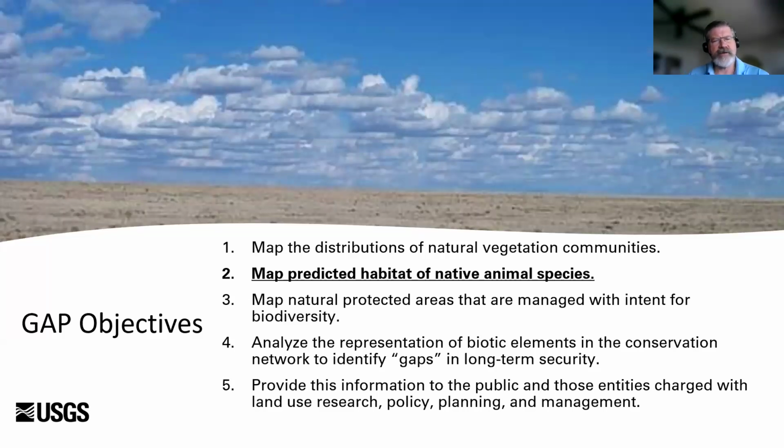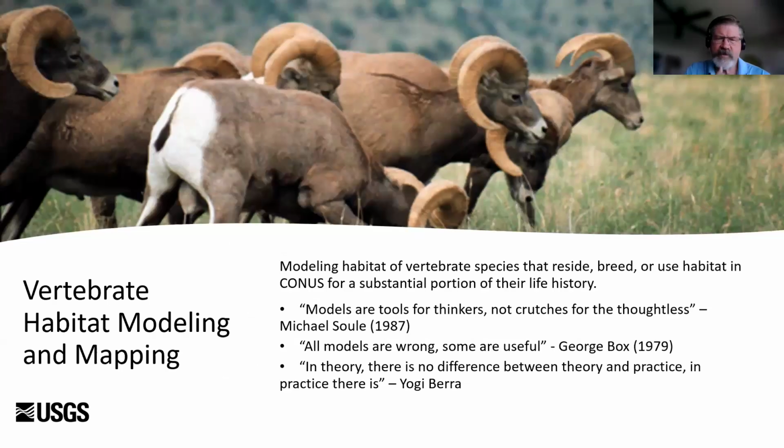So the next objective we have is to map the predicted habitat for those species. And when we do that, we're modeling habitat for species that reside, breed, or use habitat in the conterminous US for a substantial portion of their history.